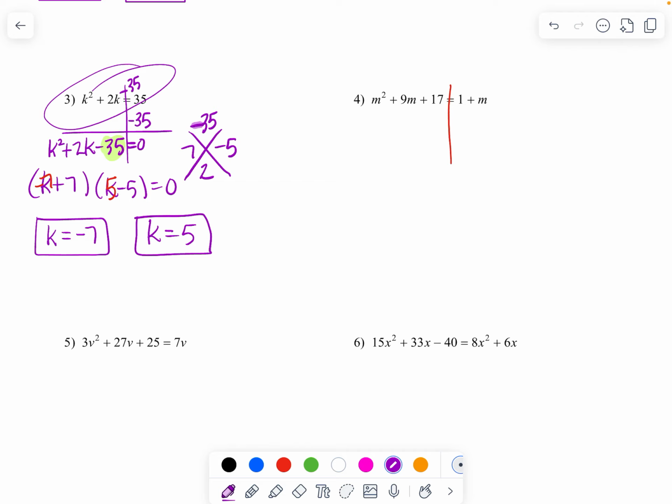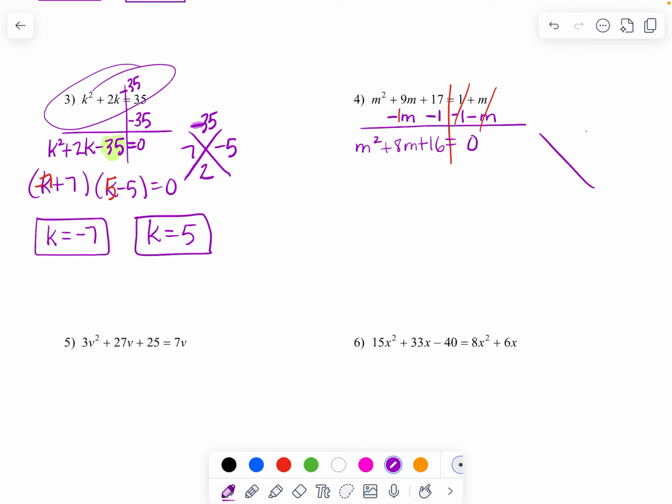But in number 4, there are places to line up our things that we're subtracting. So if you think about it, we have to subtract 1, so I'll line that up under the 17. We have to subtract m, I'll line that up under the 9m. Start adding up your columns. Remember, what you're really doing is subtracting 1m from 9m. So that becomes m squared plus 8m plus 16. And everything cancels off of the right-hand side. That's why we end up writing equals 0.